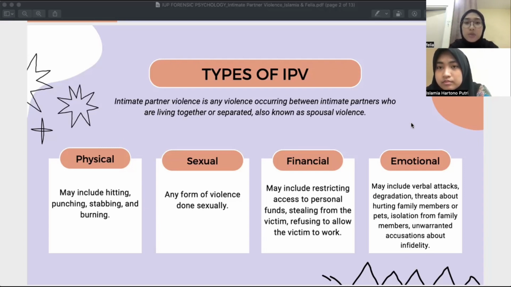And there is also sexual violence, which is any form of violence which is done sexually, like rape and sexual assault. And then there is also financial violence, which may include restricting access to personal funds, stealing from the victim, refusing to allow the victim to work. And then lastly, there is emotional violence, which may include verbal attacks, degradation, threats about hurting their family members or pets, isolation from family members, and unwarranted accusations about infidelity.